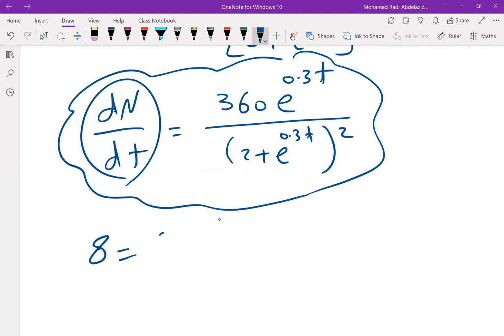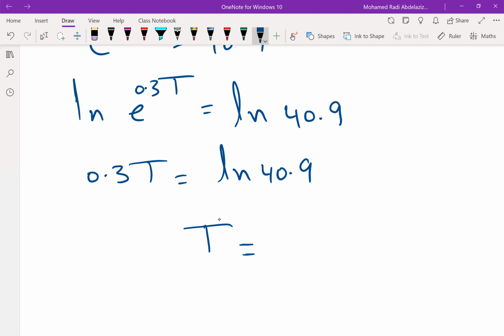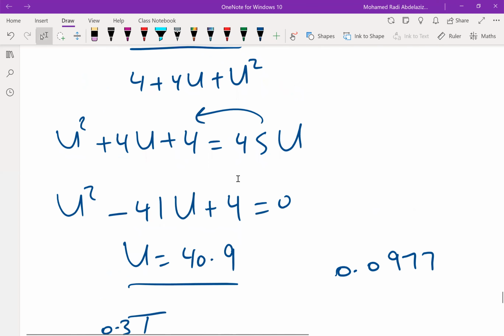We'll use the value u equal to 40.9 back in e to the power of 0.3t is equal to 40.9. By taking ln of both sides, 0.3t is equal to ln 40.9. By using the calculator, you can find the value of t, which is ln 40.9 divided by 0.3. So the answer will be 12.4. This is the final answer. Thank you.